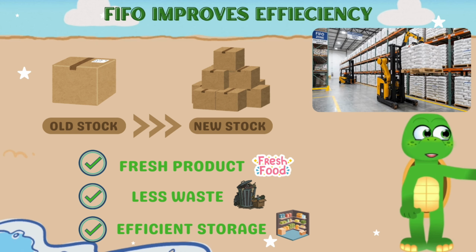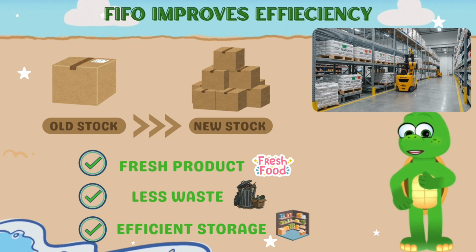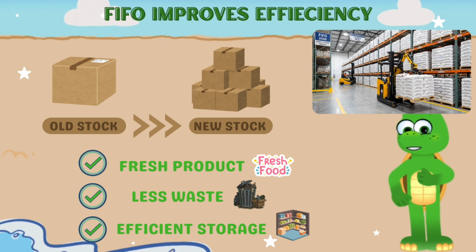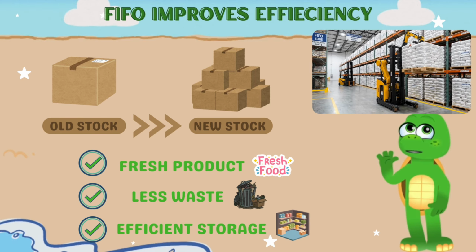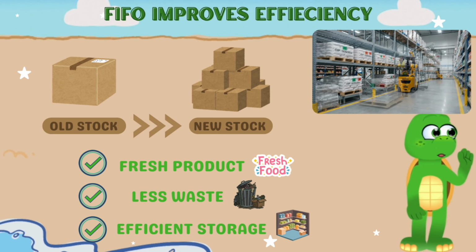FIFO and efficiency. To keep this system healthy, we apply the FIFO principle, first in, first out. This means we ensure the oldest ingredients are used first in the warehouse and the oldest batches are shipped out first during distribution.